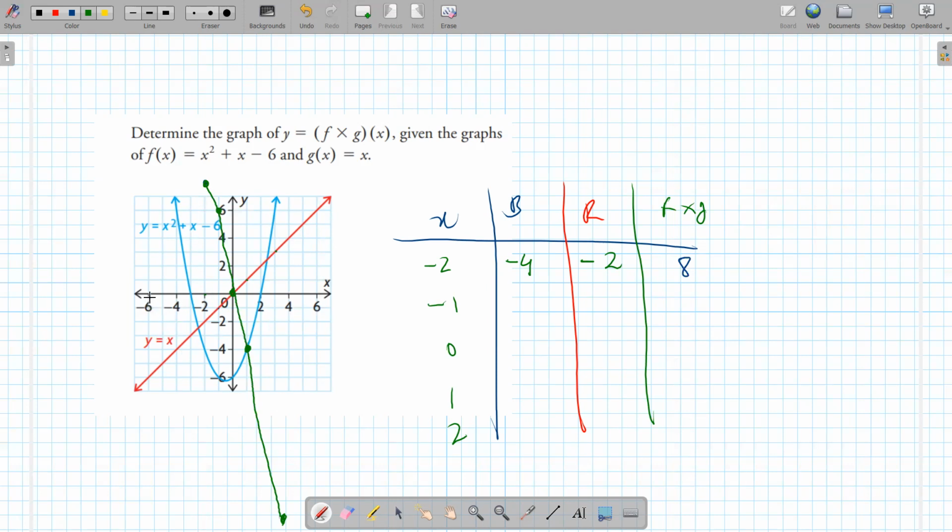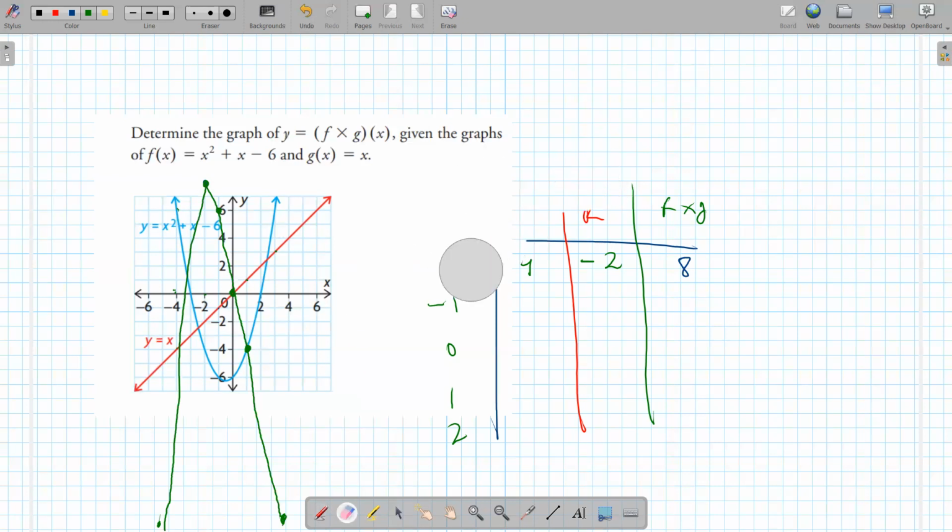Let's just try one more. At -6 and -6, that'll be positive 36. Oh, no, sorry. We don't know the y value for the blue curve, so this is the only thing we can do. 6 times -4 is -24. So somewhere over there. So that's what the combined function will look like, as far as we know.